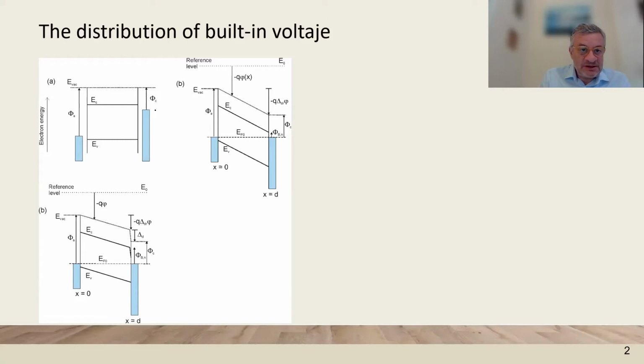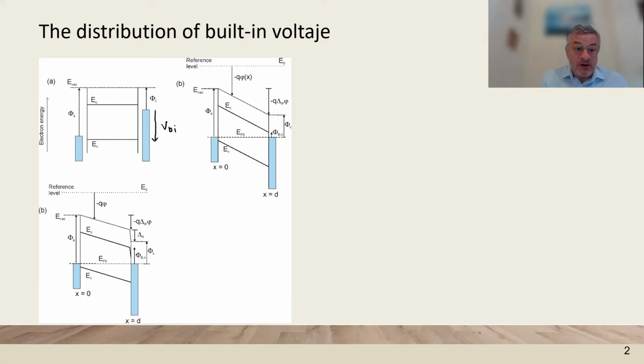Now, this difference is the built-in voltage, the difference between the work function of the contacts. And since the system is going to come to equilibrium, the Fermi level will become flat. One possibility to achieve the equilibrium is that the whole initial built-in voltage stays as a difference of electric potential in the semiconductor, and then this will form an electrical field in the semiconductor.